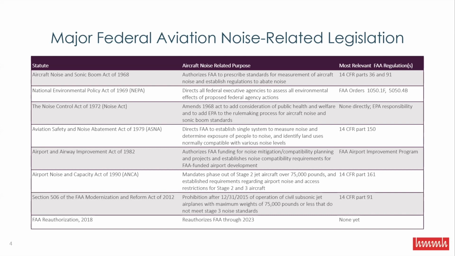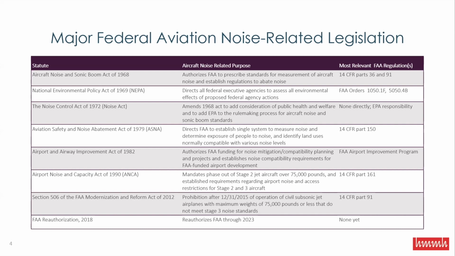So it was just an amendment to the Aircraft Noise and Sonic Boom Act. But then the first one of real substance that you'll want to be aware of in terms of aircraft noise and how we address it today is the Aviation Safety and Noise Abatement Act of 1979, also known as ASNA, that really directed the FAA to establish a single system to measure noise and determine exposure of people to noise, and then also identify land use as normally compatible with various noise levels from aircraft operations. And so that resulted in what's known today as 14 CFR Part 150, or Airport Noise Compatibility Planning.